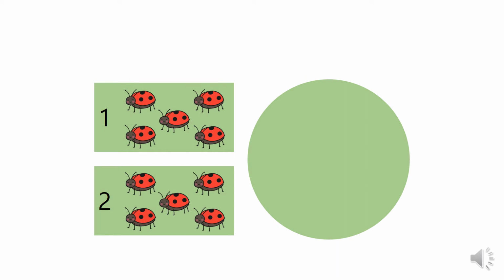Let's look at this array. I'm using ladybirds this time. How many groups of ladybirds do I have? I've got 2 groups this time. How many ladybirds are in each group? 1, 2, 3, 4, 5. 5 ladybirds in each group. 2 groups of ladybirds, 5 in each group. 2 times 5, 2 groups of 5, 2 lots of 5. How many are in total? Remember, we have the equal sign. This tells us our total amount altogether.